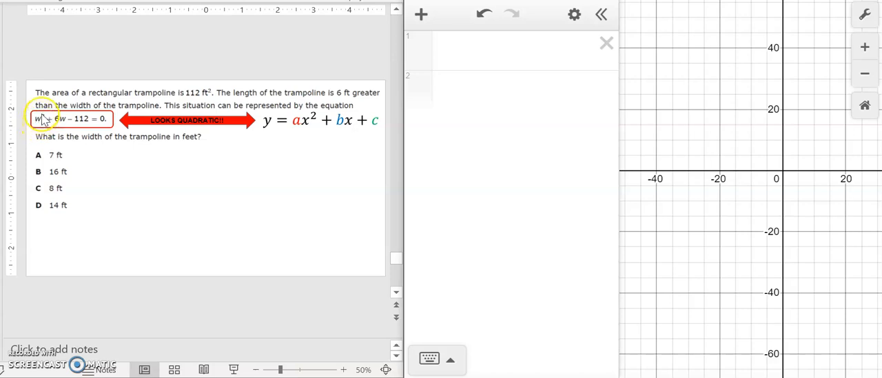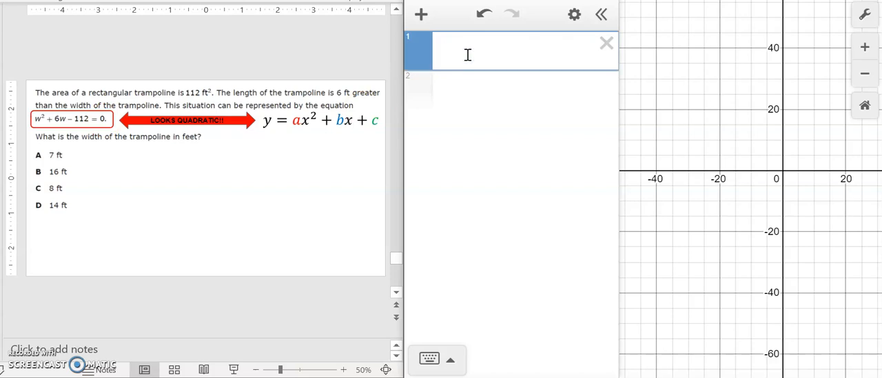I know this is quadratic because I have this squared. Remember, x squared means it's quadratic, if that's my highest power. And it says, what's the width of the trampoline? So if you're like, what the heck, I don't know, what is this asking me to do? If I see the quadratic, my first thing is, well, I don't know, but let me go graph it.